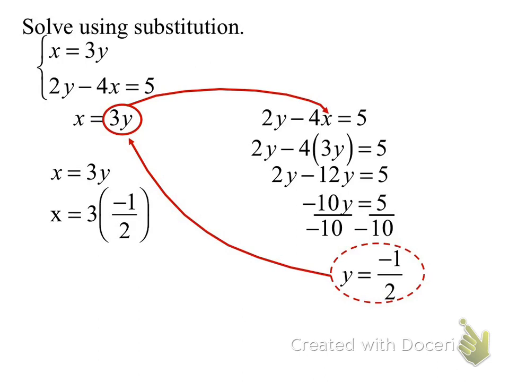So 3 times the quantity of negative 3 over 2 is negative 3 over 2. Questions?